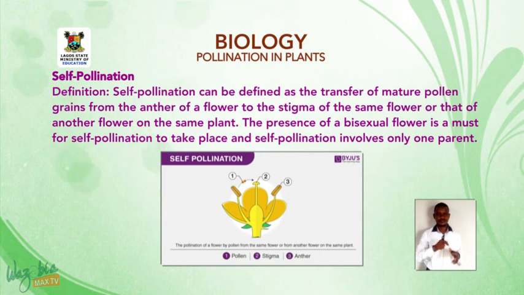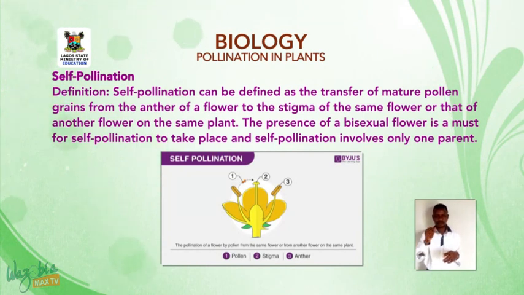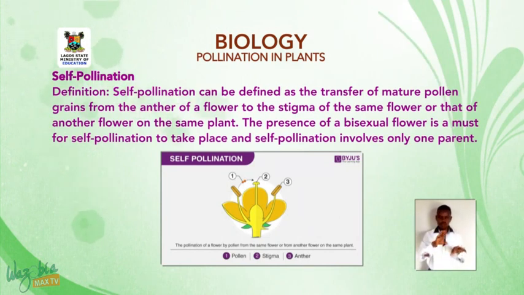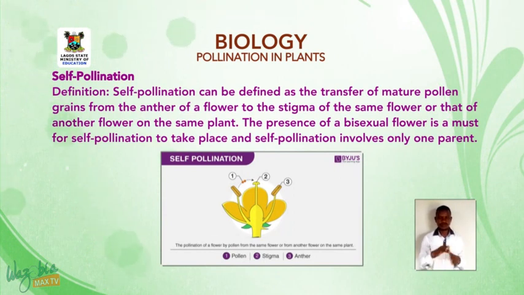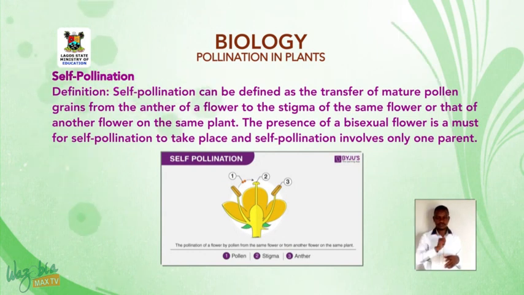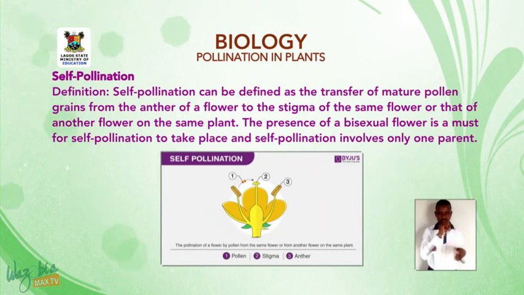Self-pollination can be defined as the transfer of mature pollen grains from the anther of a flower to the stigma of the same flower or that of another flower on the same plant. The presence of bisexual flower is a must for self-pollination to take place. And self-pollination involves only one parent. Look at the picture for self-pollination.